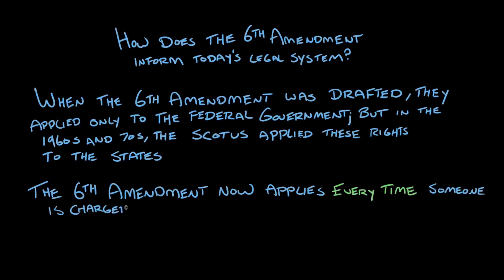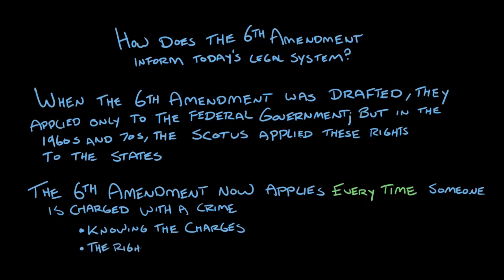And so that starts with knowing what you're being charged with, whether it's by what's known as a grand jury indictment or some other method of accusing somebody of committing a crime. And it continues on with the right to an attorney to represent the accused, and goes all the way through the decision-making process with how the jury decides whether to convict or not.